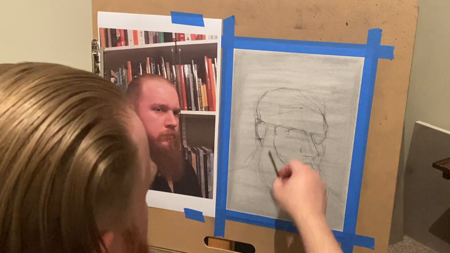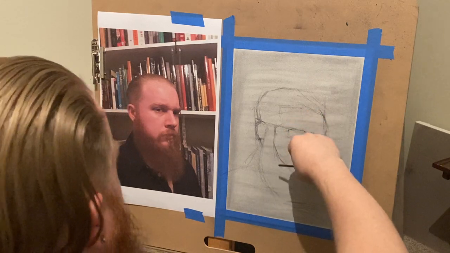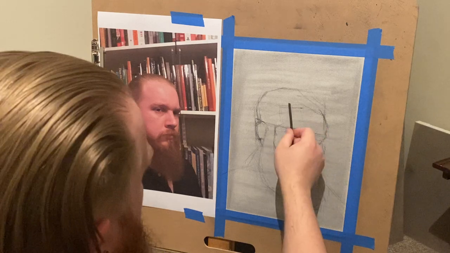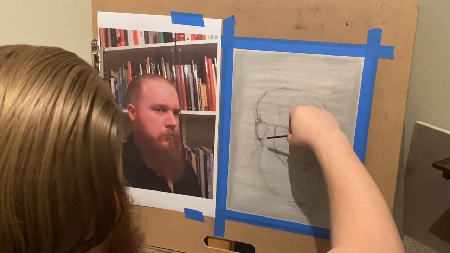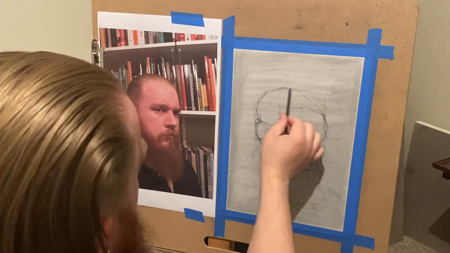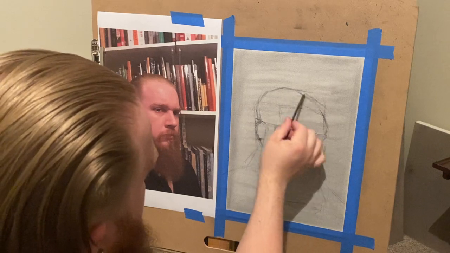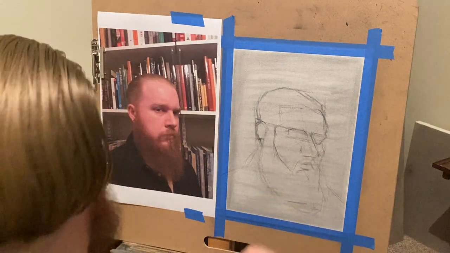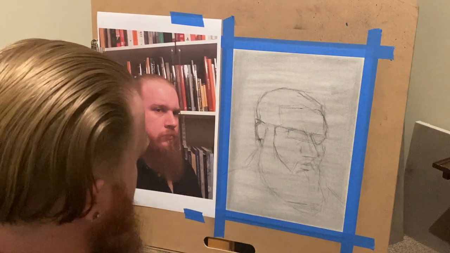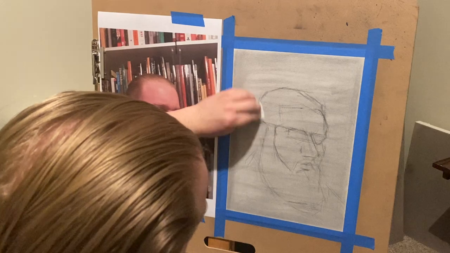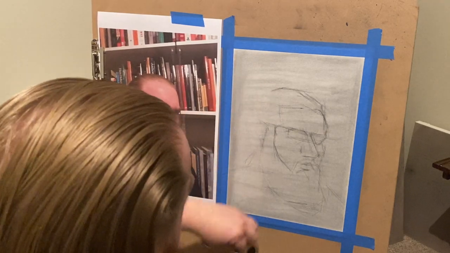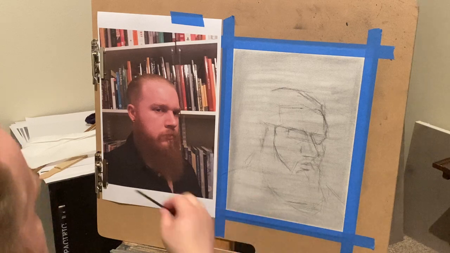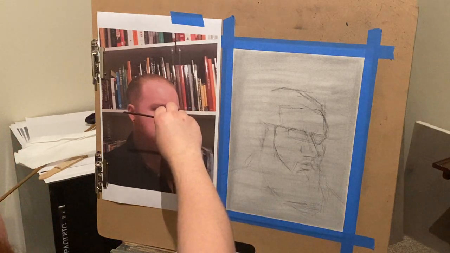So it's looking a little wide to me based on the starting point. So I want to address that. So what I'm going to do, I'm actually going to take a little piece of my paper towel here, and I'm going to wipe a little bit of that away just so that I can make some alterations there. And so you can see I've basically just wiped it back into the toned background, if you will.